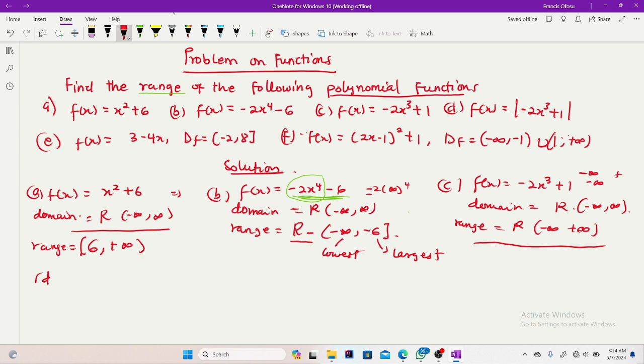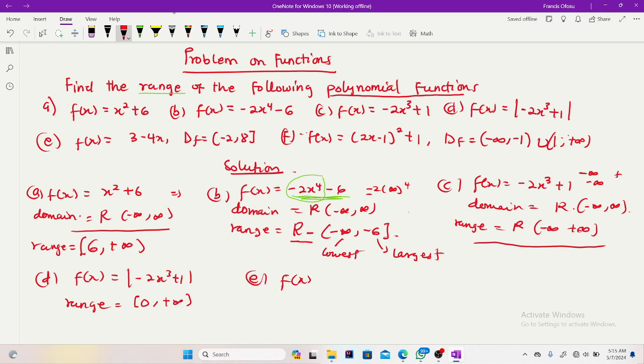So D, f of x is equal to absolute of negative 2x cubed plus 1. Here, whenever you see an absolute of a polynomial function, you simply say that the range will yield what? It will yield 0 towards positive infinity, right? Just don't stress yourself. This is because whatever you put into this function is giving us what? Positive number, right? It's giving us a positive number. And for that reason, the lowest it can ever get is what? 0. And the maximum is what? Positive infinity.